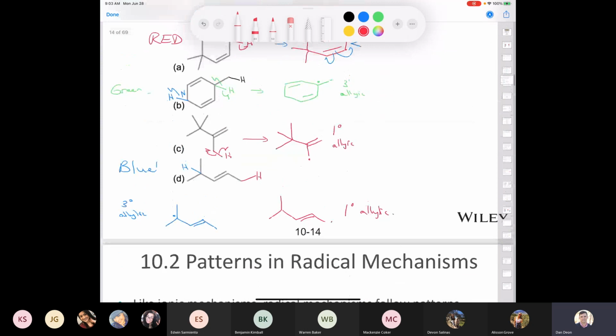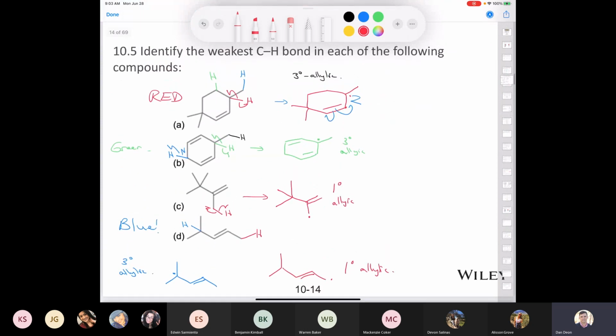So somebody's asking a question about this problem here. It says you're looking for the weakest carbon-hydrogen bond. So yeah, that's what we're looking for here. All these bonds that I've highlighted, these are the weakest bonds, right? Because the weakest bonds are the ones that produce the most stable radicals. Weakest bonds produce most stable radicals. Does that help?